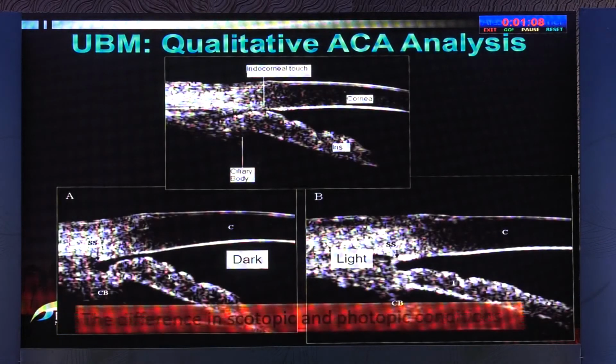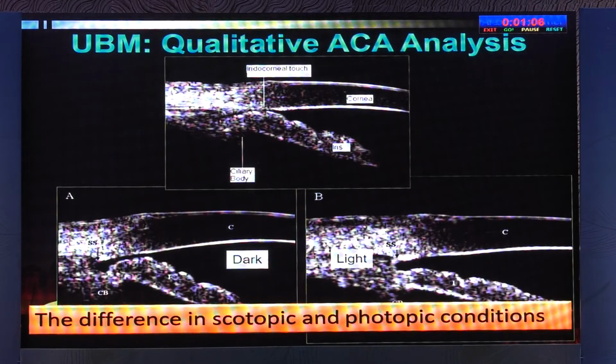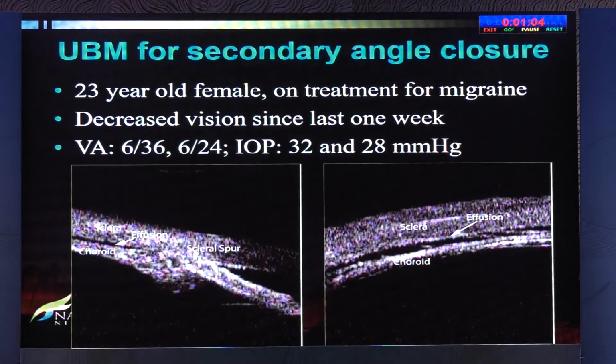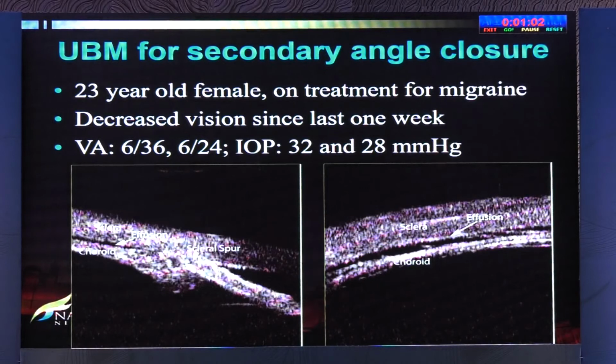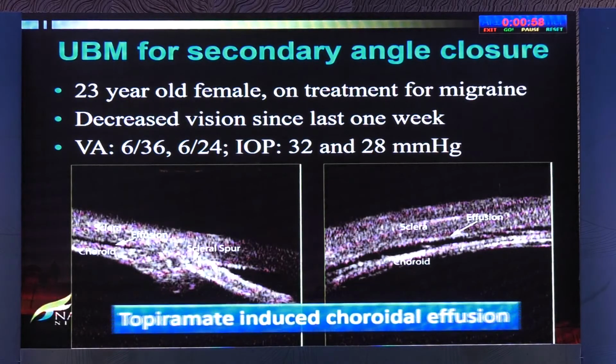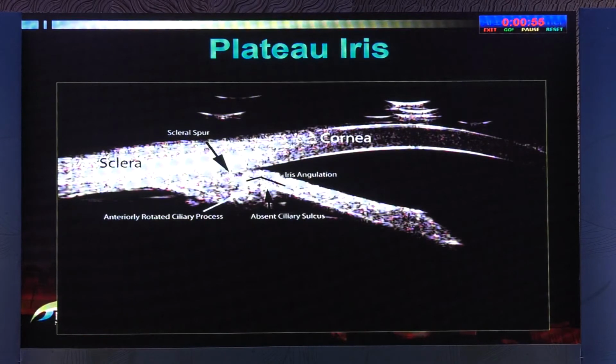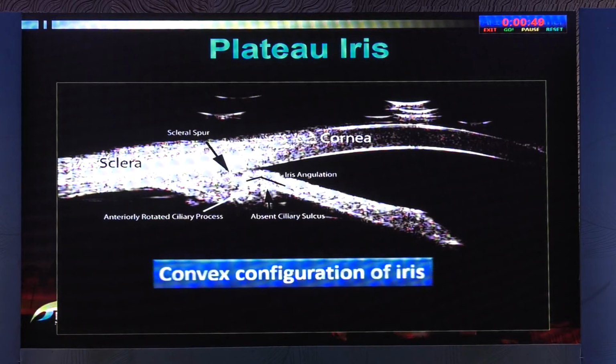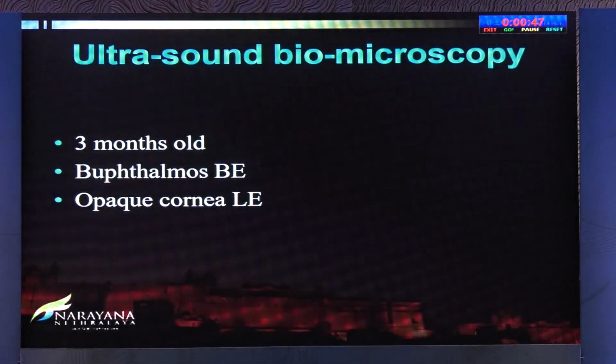I will skip through those routine things that we already know, how to look at the open and the closed angle, and will take you through certain cases. This is one of the cases that had suprachoroidal effusion, again discussed already. Plateau iris is also something that can be picked up very nicely by UBM by looking at the angulation, the absent ciliary sulcus and the convex configuration of the iris.